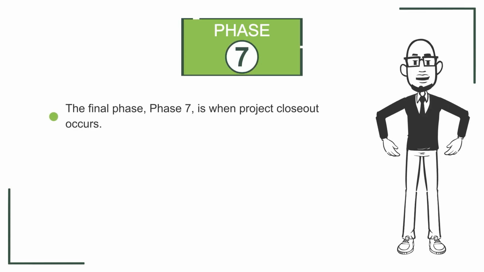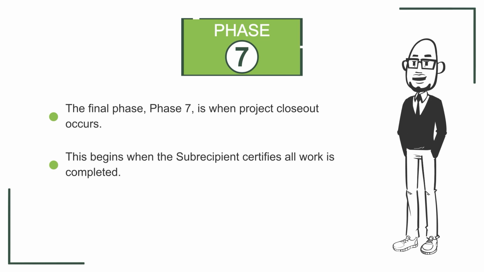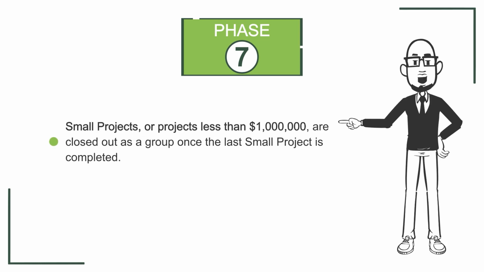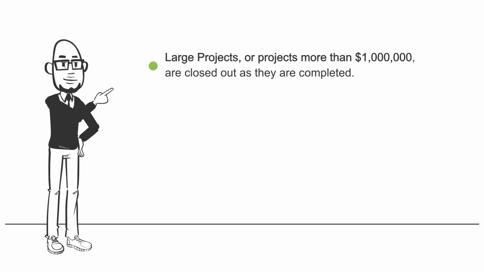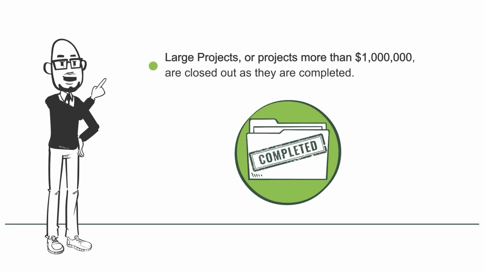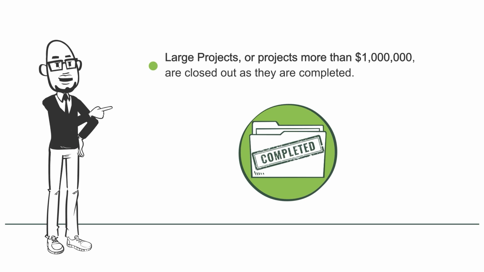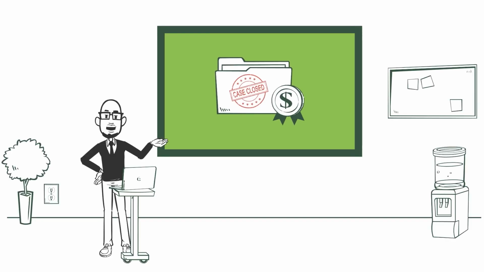The final phase, Phase 7, is when project closeout occurs. This begins when the subrecipient certifies all work is completed. Small projects or projects less than $1 million are closed out as a group once the last small project is completed. Large projects or projects more than $1 million are closed out as they are completed. When all projects are closed, FEMA closes out the subrecipient.